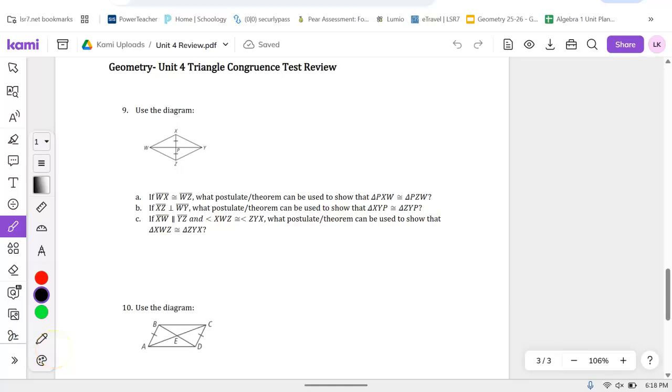Okay, so this is Geometry Unit 4 Triangle Congruence Test Review Part 2. So we're going to use the diagram for each one of these things. What I'm going to do is copy this diagram 2 more times so I can write on it and you guys can see it without erasing.